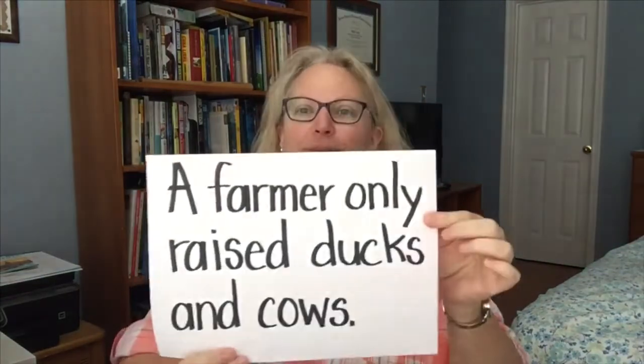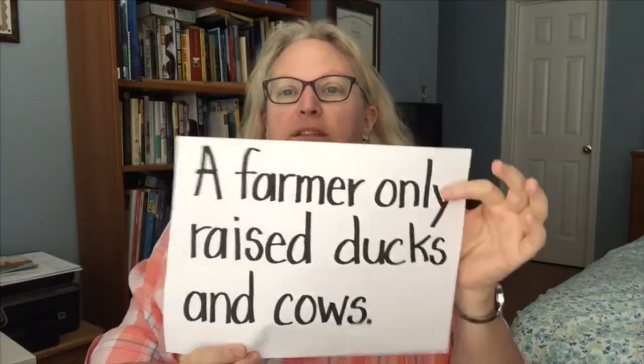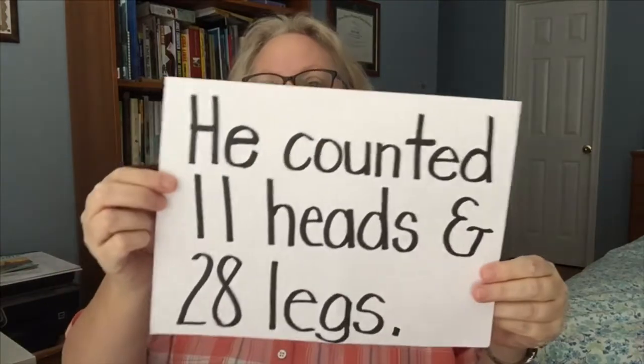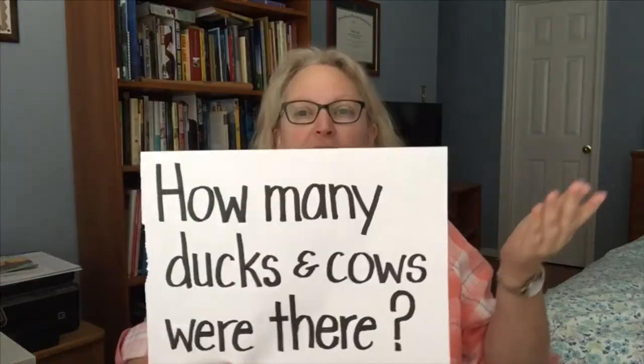A cows and ducks problem typically has three parts. Usually there's a statement that starts it. For example, this: a farmer only raises ducks and cows. The next part of the problem tells you something about how many heads the farmer can see and how many legs there are. For example, he counted 11 heads and 28 legs. Finally, the problem will ask some sort of question. The most obvious one is how many ducks and how many cows were there?